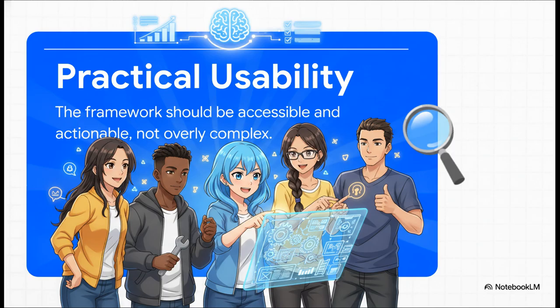Next up, pillar 8, practical usability. This one is so important. A theoretically perfect blueprint is completely useless if nobody can read it. Your framework has to be accessible and user-friendly so the people on the ground can understand what it's telling them and, most importantly, act on it. If they can't, then it's all just an academic exercise.